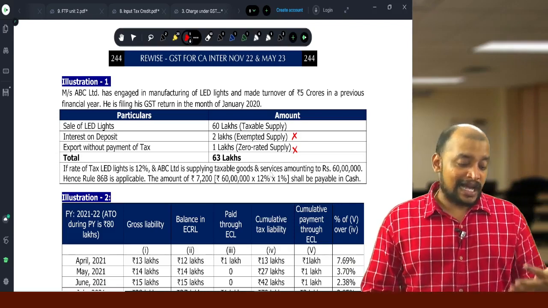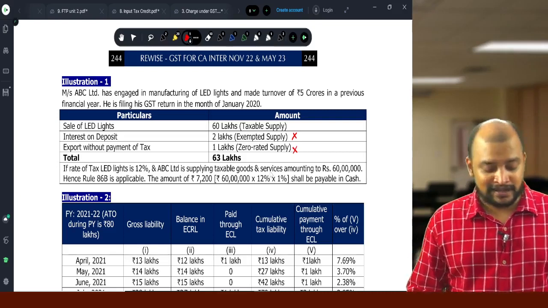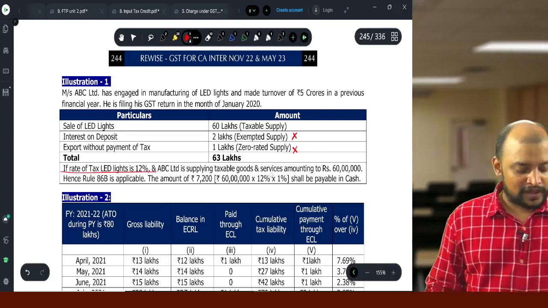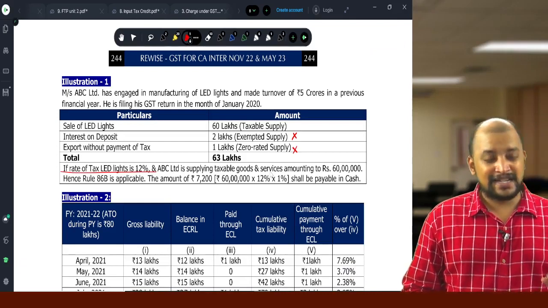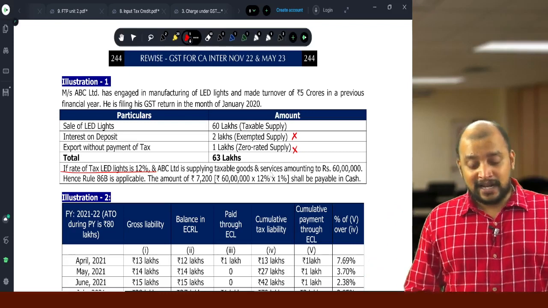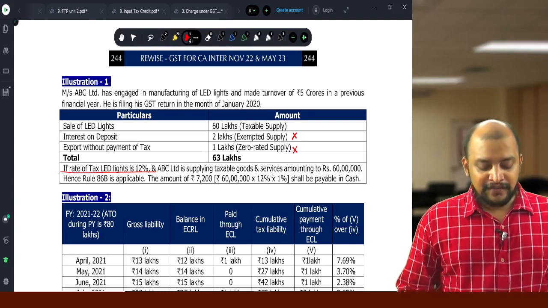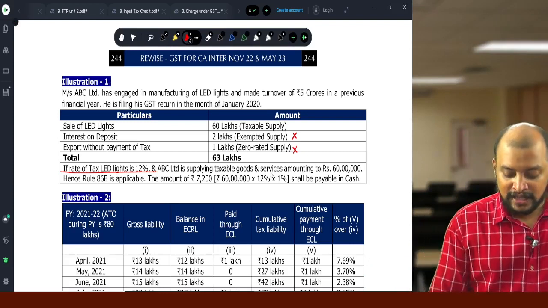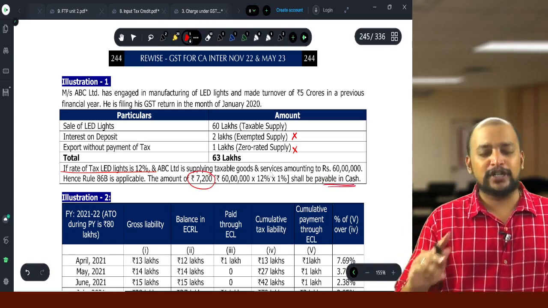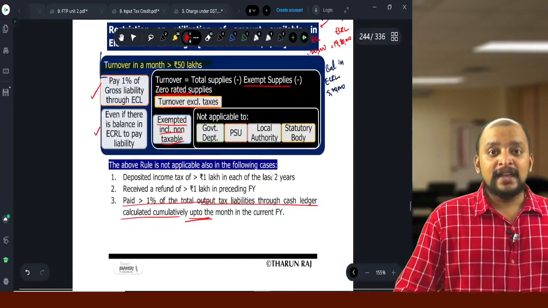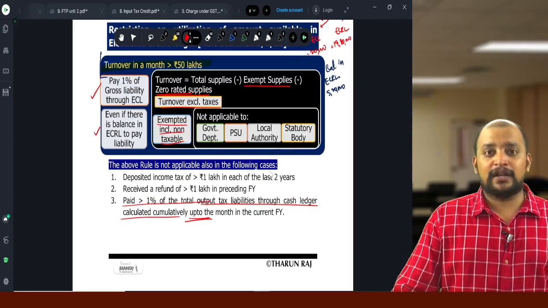And what is their liability? 60 lakhs is taxable at what rate? Say 12%. If the tax rate on LED lights is 12%, then 60 lakhs into 12% is 7,20,000. That 7,20,000, 1%, that is 7,200 we need to pay by cash. This 7,200 we need to pay by cash only. Then one important point you need to know in this regard, that is, anyhow RCM liability we need to pay by cash. That will not be counted here.